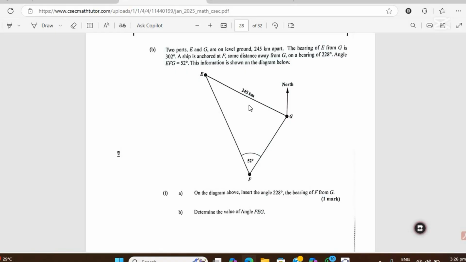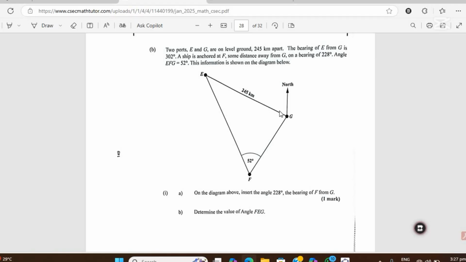All right. So this is a January 2025 past paper. Let's run through and see if we could have used what we just learned to insert the information on the diagram. So two ports, port E and port G, and we can see this on the diagram. Port E is like a shipping port, based on the information here.